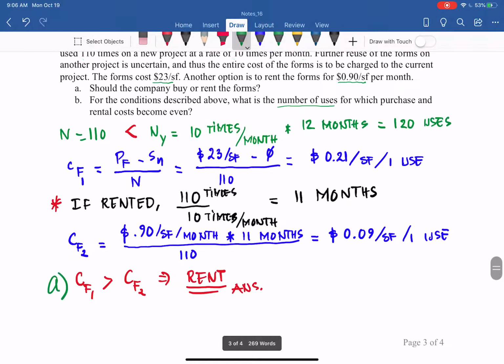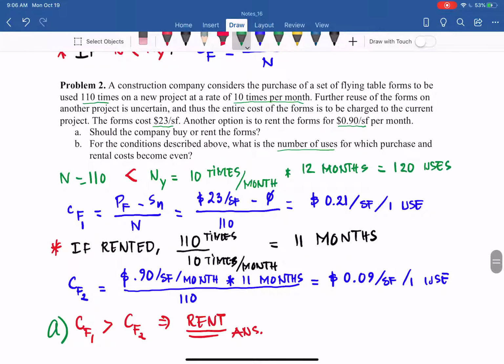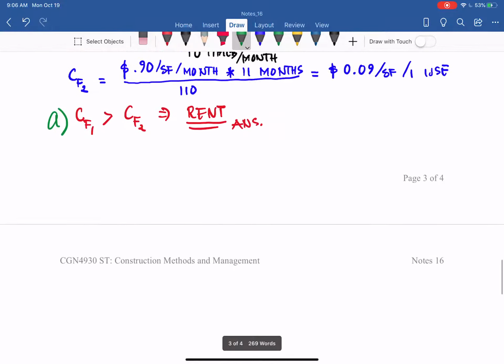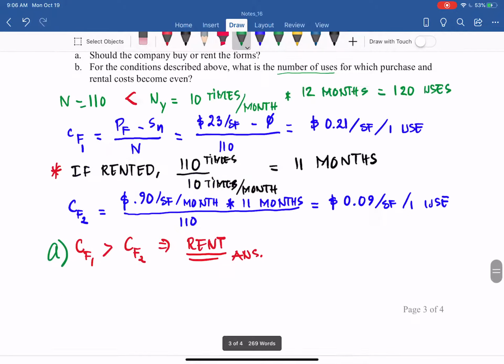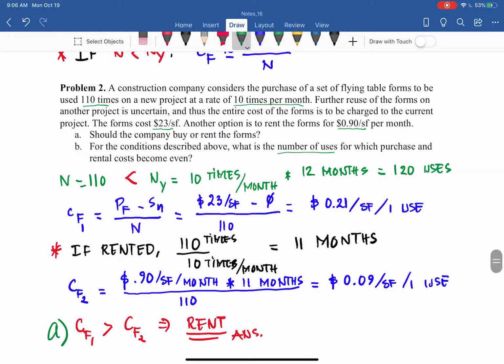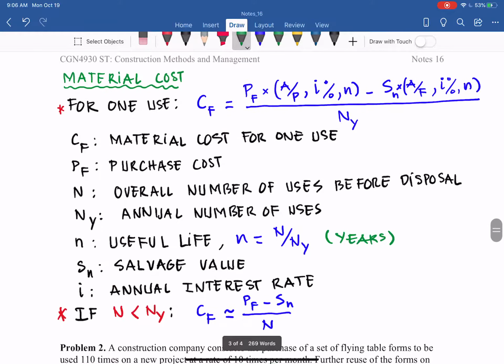And now go to B. If the condition described above, what is the number of uses for which the purchase and rental cost become even? So there are two scenarios. The problem doesn't give us the annual interest rate. We need to apply that, but it's not given.